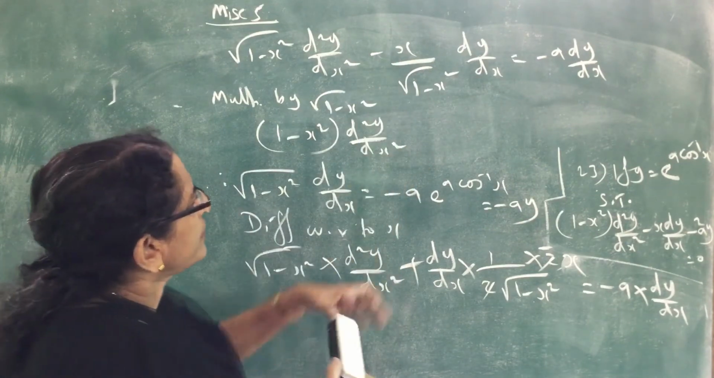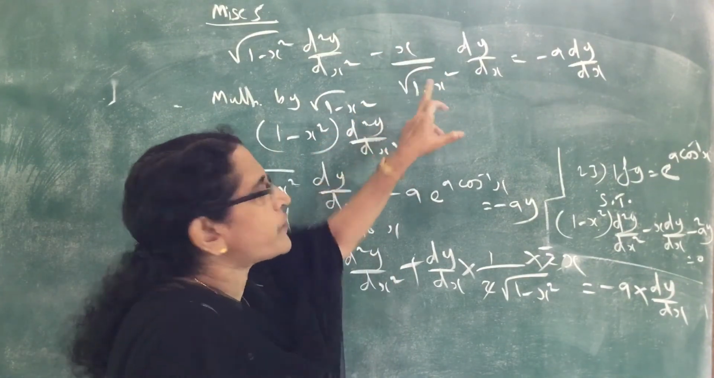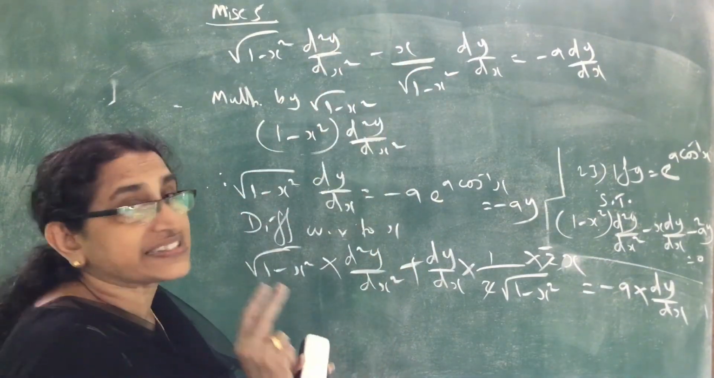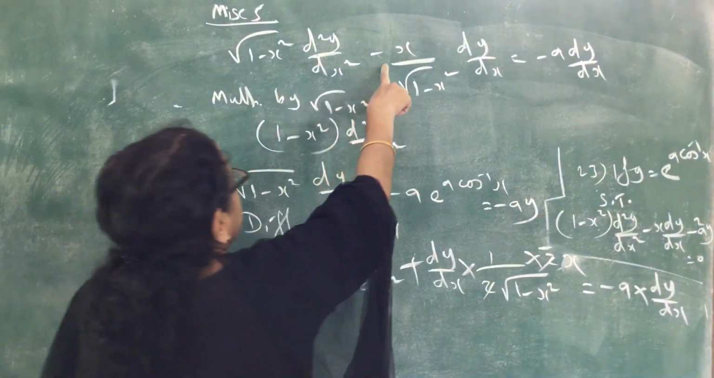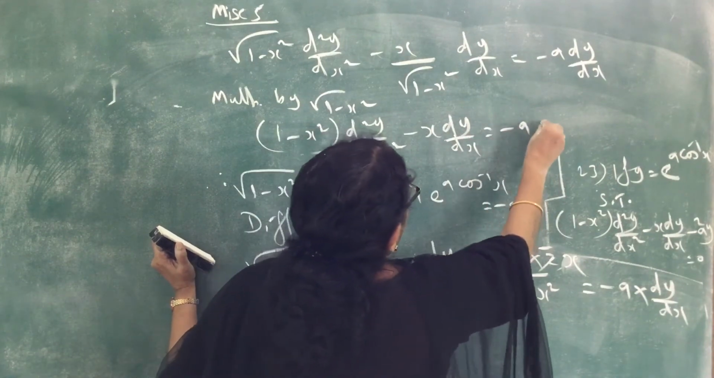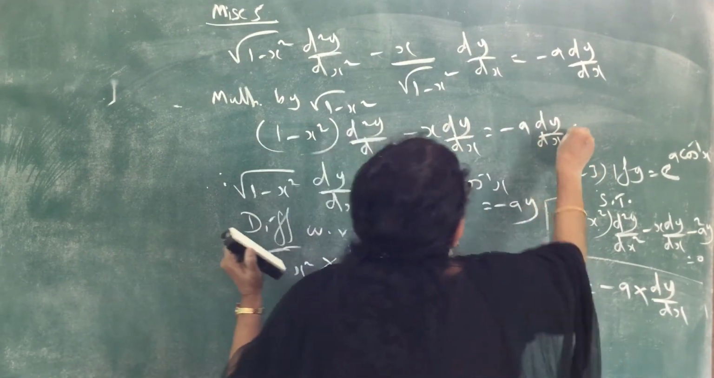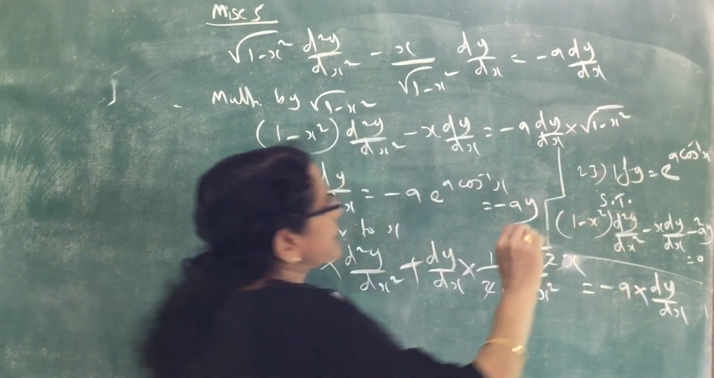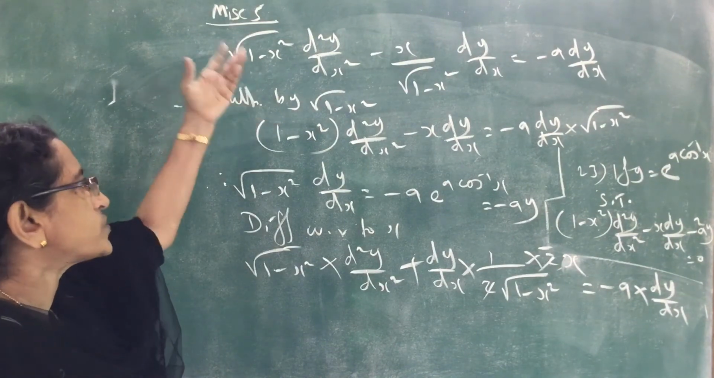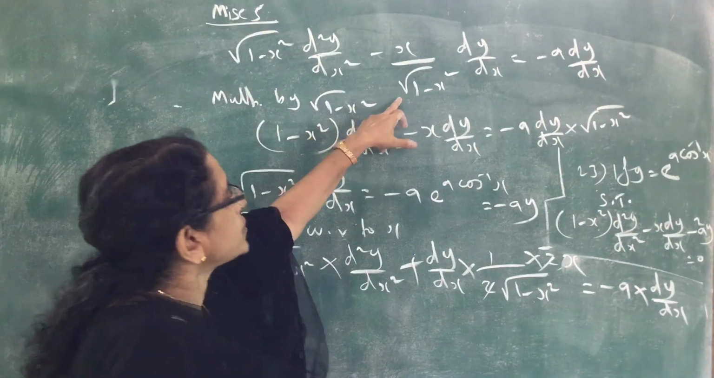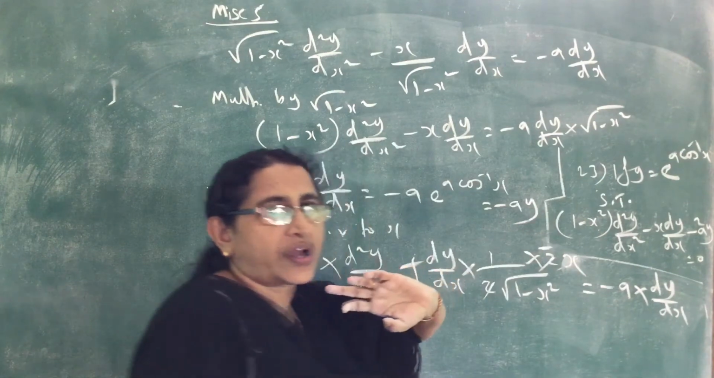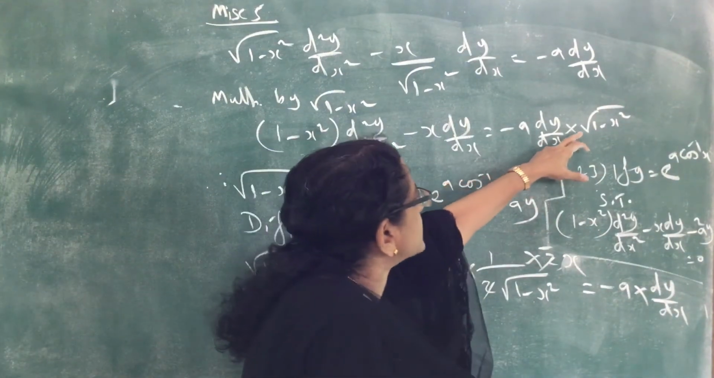Then in this term, when we multiply by root of 1 minus x square, the root of 1 minus x square in the denominator and the one we multiply by will cancel. So we get only minus x dy by dx, equal to minus a dy by dx into root of 1 minus x square. We multiplied all the terms by root of 1 minus x square. Root into root is only 1 minus x square, and here root of 1 minus x square cancels, so we get minus x dy by dx. Here we multiplied by root of 1 minus x square. Now what is root of 1 minus x square into dy by dx?